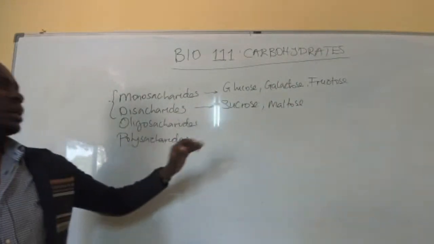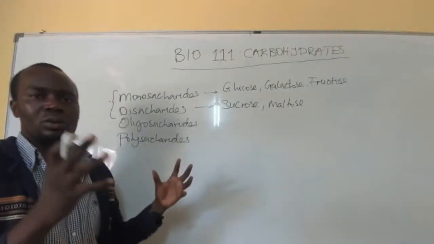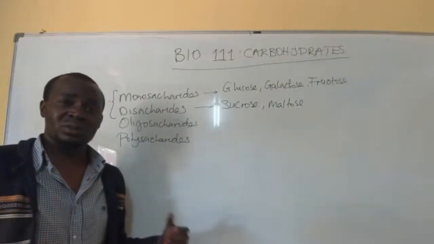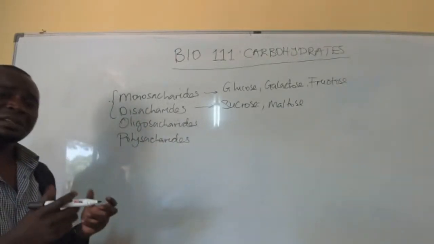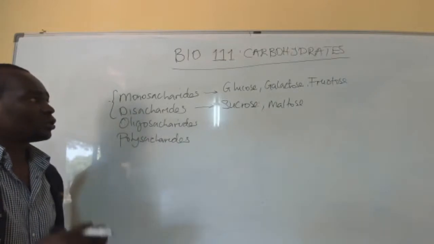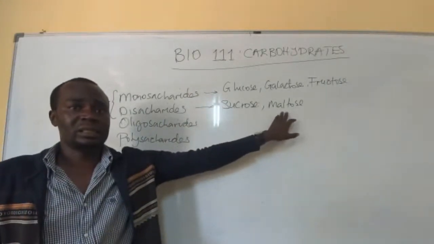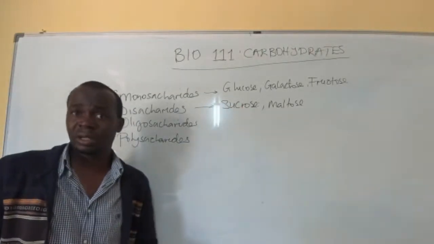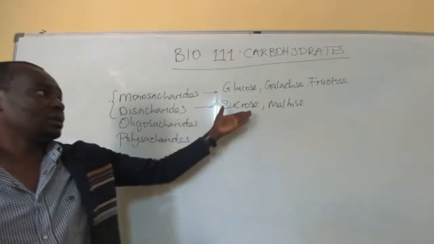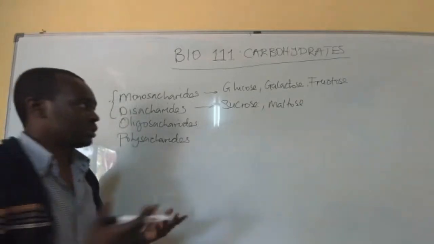When we look at disaccharides, they've got 2 monomer units. In the case of maltose, when 2 glucose monomers are joined together to form a glycosidic bond via the process of condensation, maltose is generated. Then your common table sugar, sucrose, is made up of glucose and fructose.